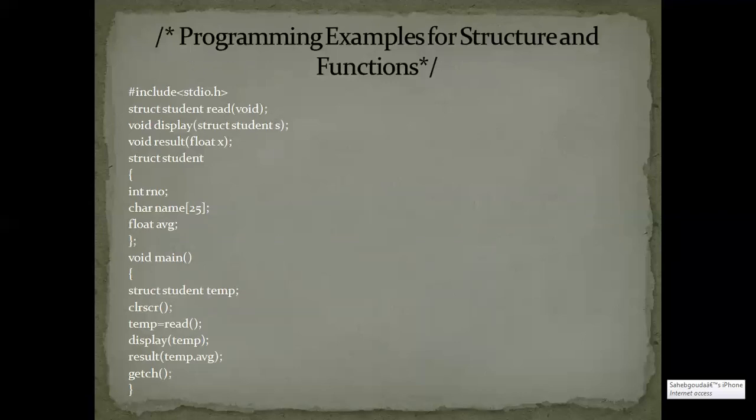Okay, so this is a simple program about a structure and functions. We have the header file here, and remember we have three functions here: read, display and result. Read doesn't take any argument, display will have the argument, and result also will have the argument. Here the name of the structure is student, and the members of student are roll number, name and average. Okay, so come to the main program, the main function.